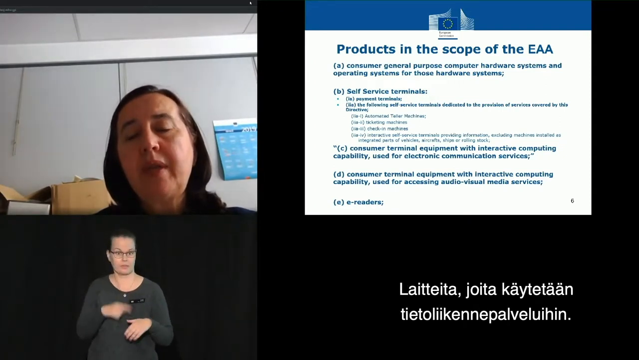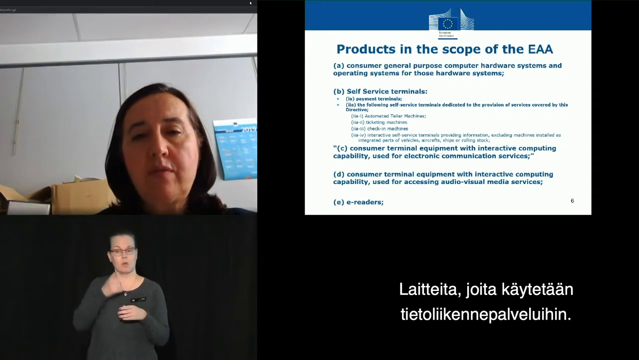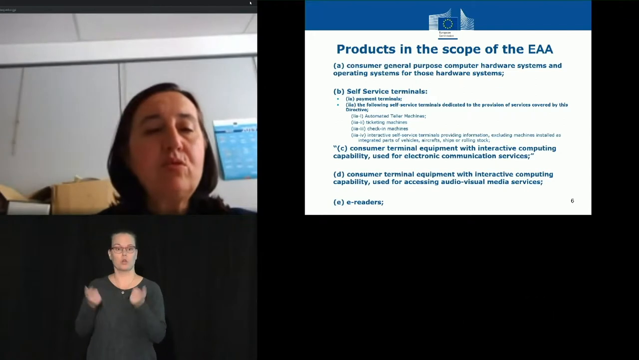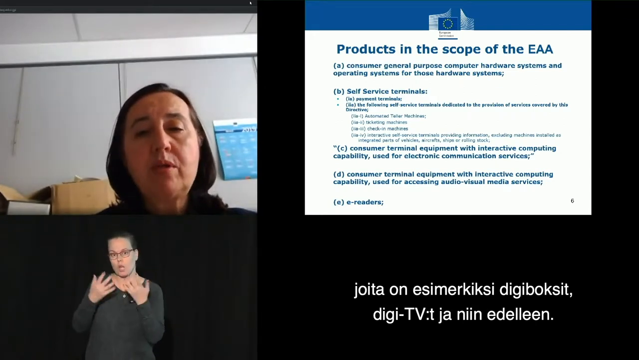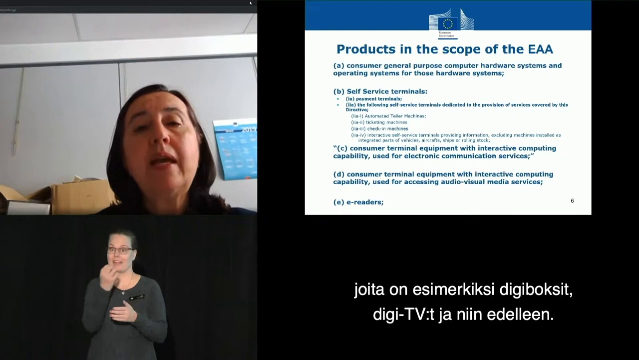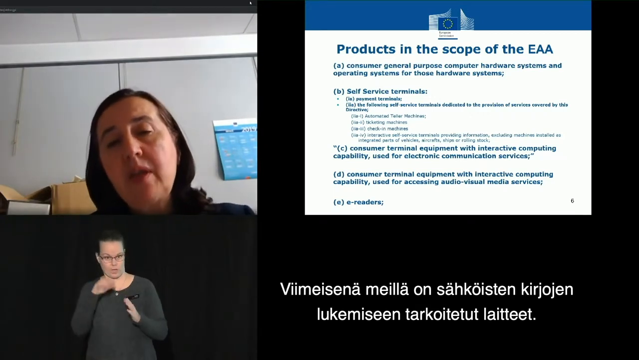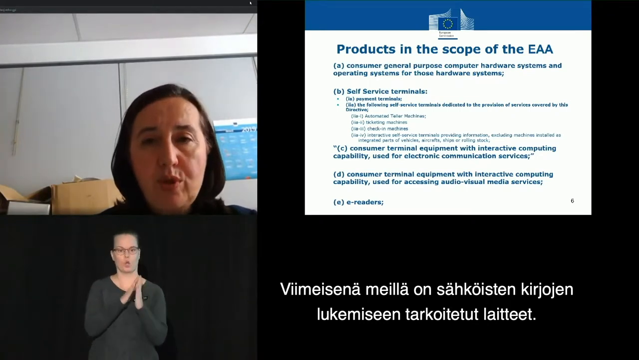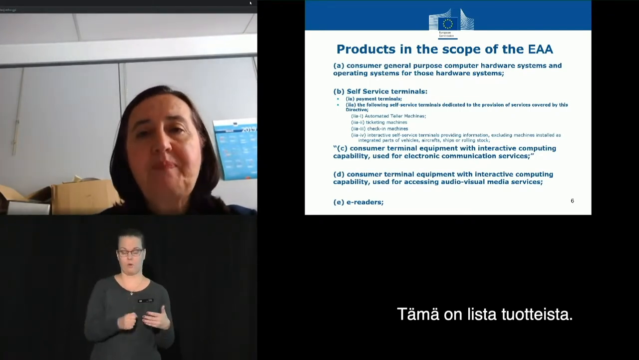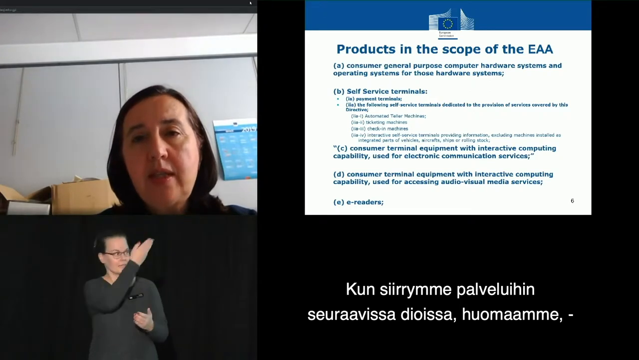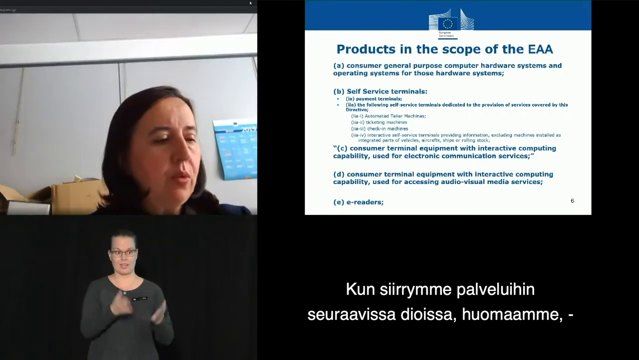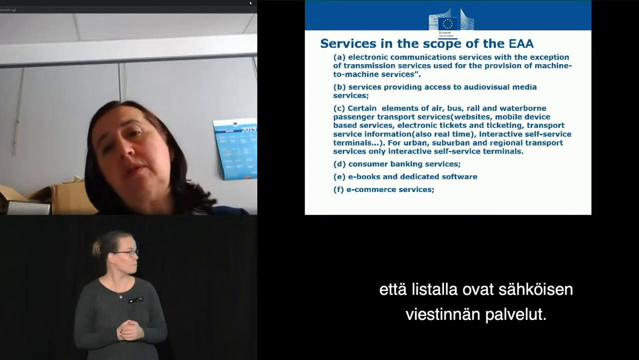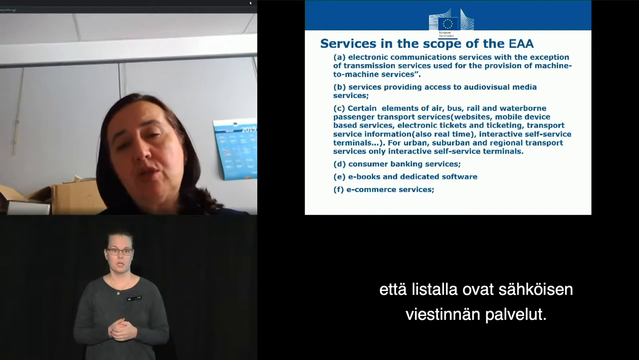Equipment used for telecommunication services. Similarly, equipment used for audiovisual media services, which would be for example, set-top boxes, digital TVs, and so forth. And finally, e-readers, so dedicated devices for reading e-books. This is the list of products. When we go to services in the next slide, what we see is that we have the electronic communication services.